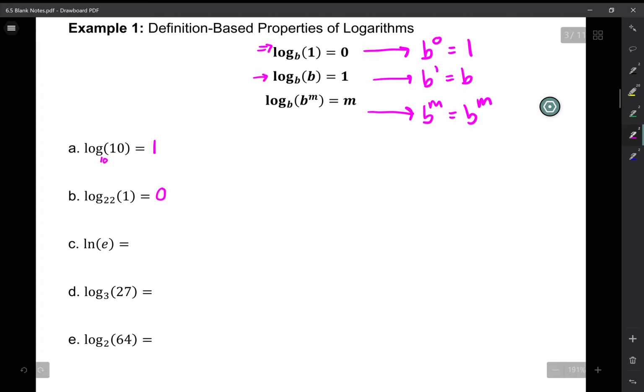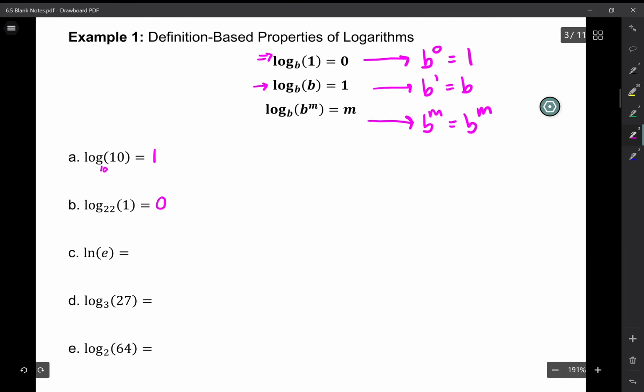All right, did you try those 3 examples? Let's see if we can figure them out together. Remember, natural log is base e, so here we're asking e to the what is e, and the answer is 1. So that's the second property again.